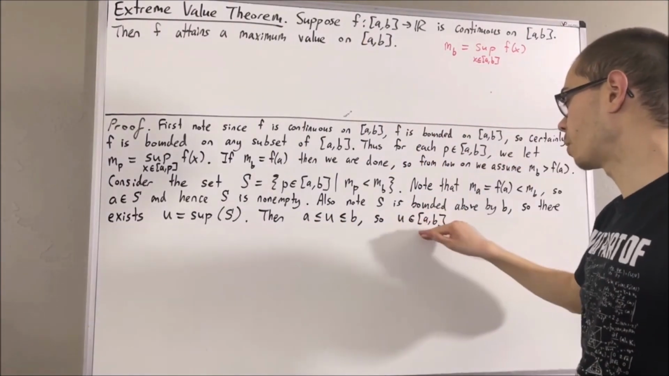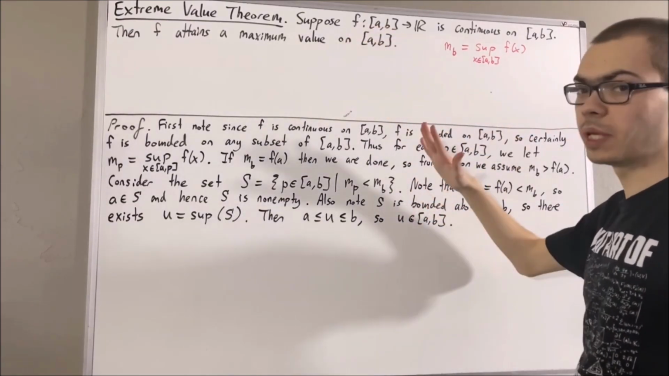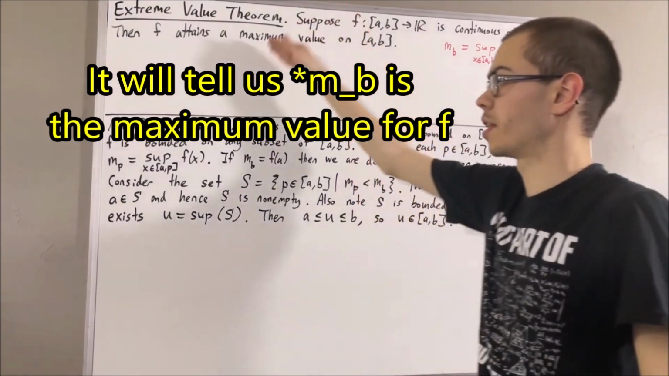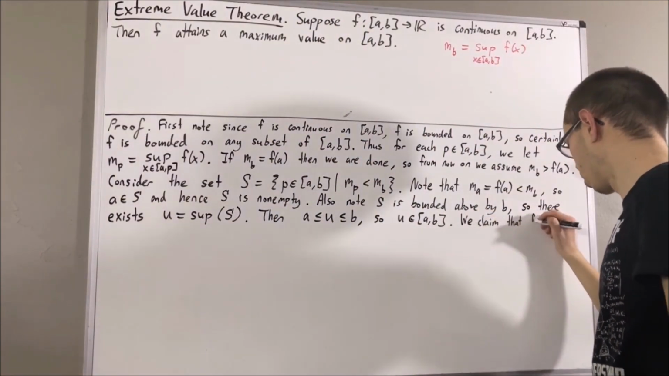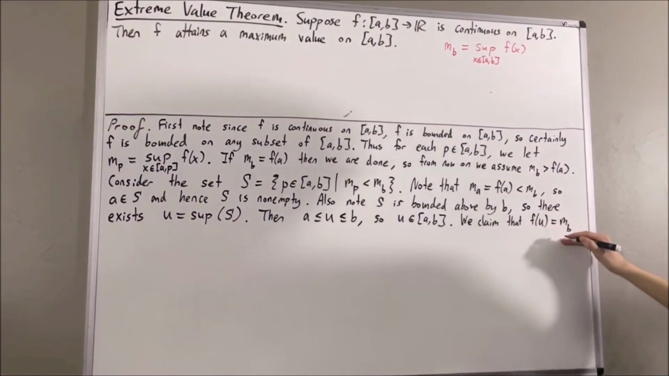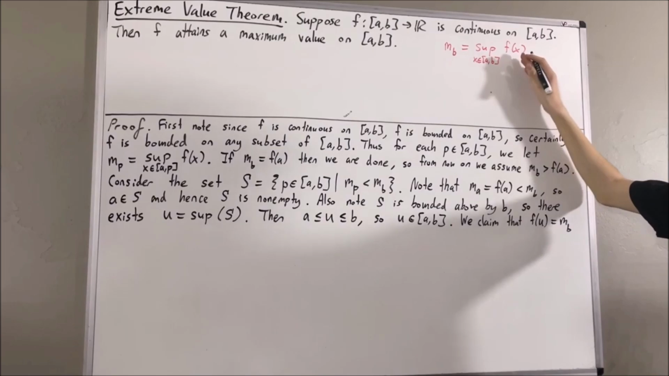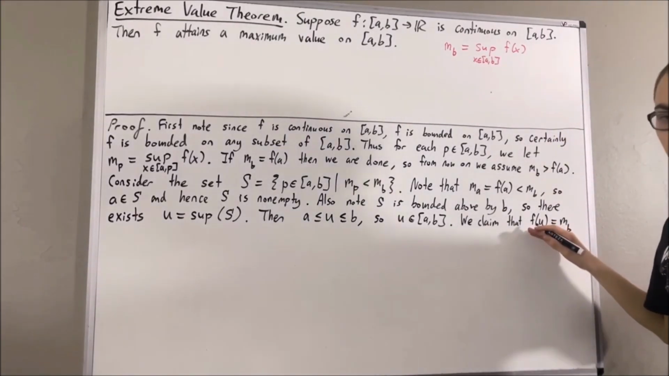So since U is an element of [A, B], U has an output value through the function f. The claim is that MB is equal to f of U. If we can show that, then that will tell us U is the maximum value for f, and we're done. And to show this, remember, MB is greater than or equal to every output value of the function f. So we know MB is greater than or equal to f of U, no matter what.